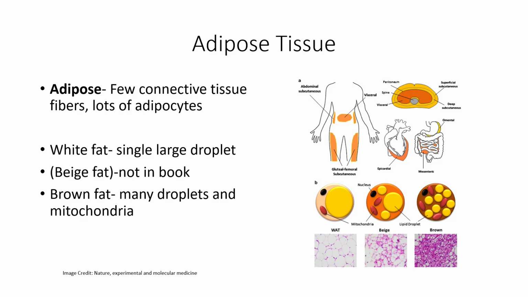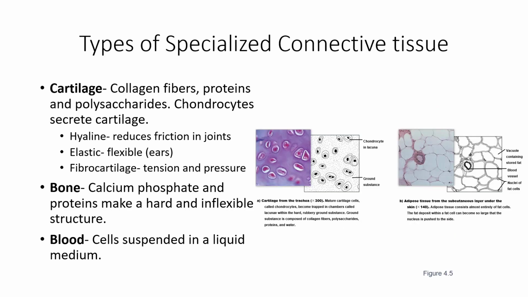There are specialized connective tissues as well, and these are going to come up several more times, especially in the lecture on bones. There is, of course, cartilage, which is collagen fibers, proteins, and polysaccharides. In cartilage, there are chondrocytes, which will secrete these collagen fibers, proteins, and polysaccharides. Cartilage has poor blood circulation and thus takes a long time to heal.